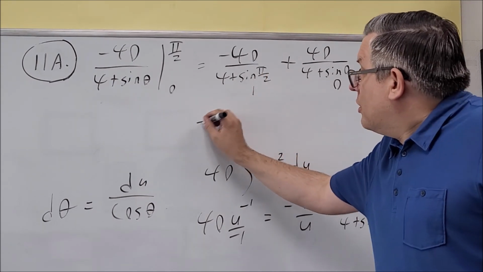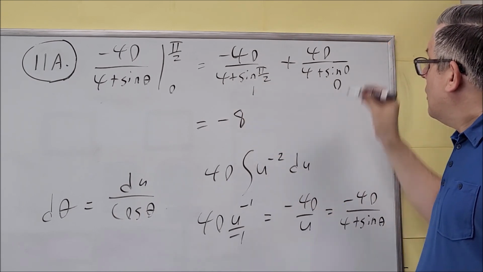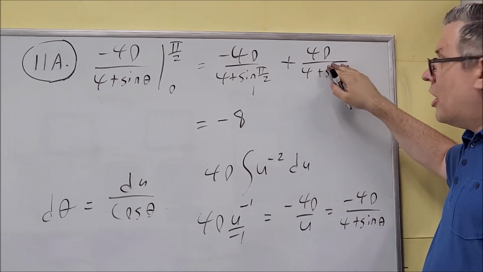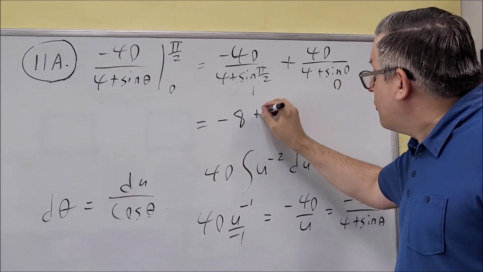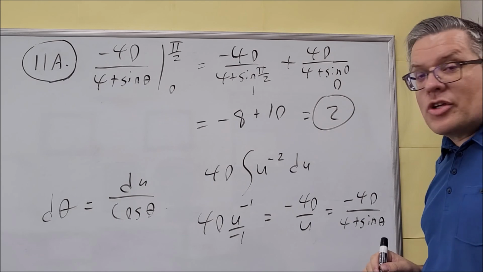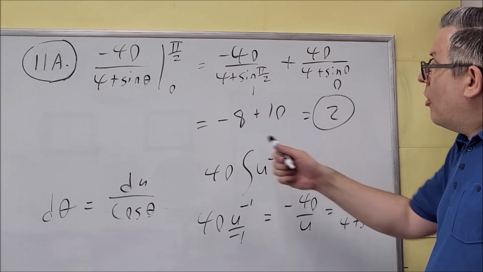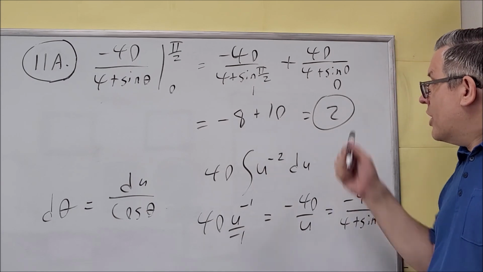Okay, now this is going to be negative 40 over 5, so negative 8. And then this is 0, so that part's gone. So you have 40 over 4, which is going to be plus 10. So your final answer for the whole thing is going to be positive 2. And so that would be the integral from 0 to pi over 2. That's your exact answer.